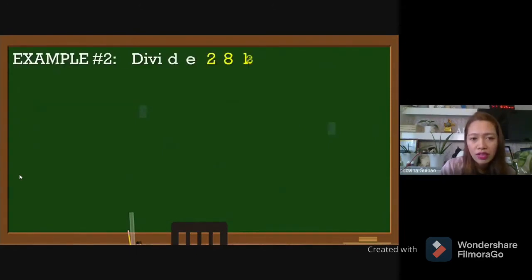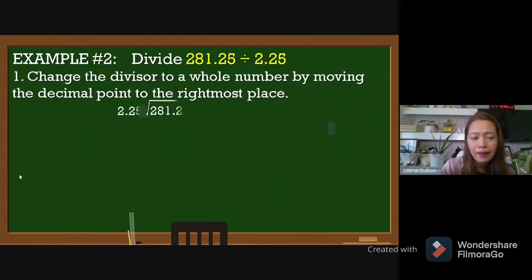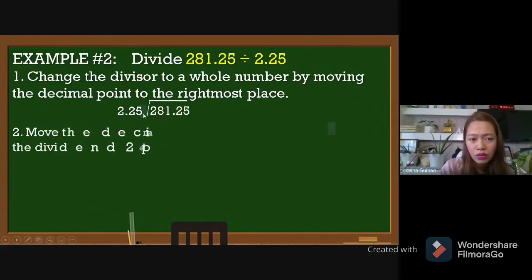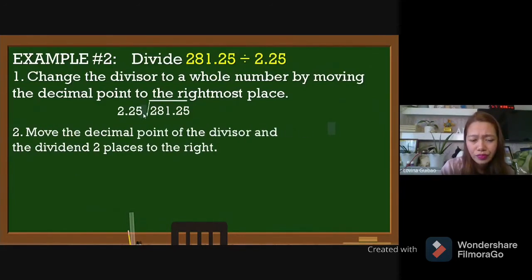Okay, let's go to another example. 281.25 divided by 2.25. So, same step. Change the divisor to a whole number by moving the decimal point to the rightmost place. Itong una mong gagalawin, si divisor. Okay? This one is the divisor. How many places are there to go to the rightmost place? You have to move 2, right? So let's move 2. Okay? 1, 2.